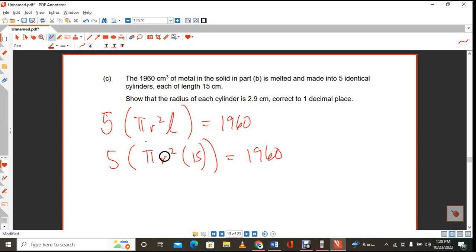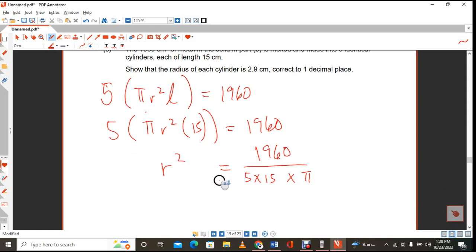Of course, I can say r square is going to be 1960 divided by 5 times 15 times pi. And whatever that answer is, I'm going to take the square root of that answer. Okay, and then I hope you understand why I use the 5 here.